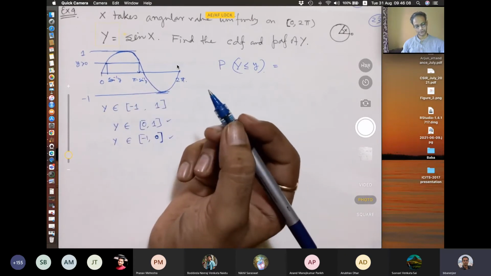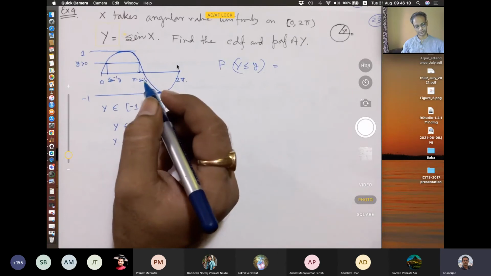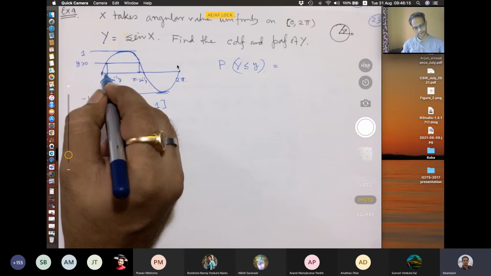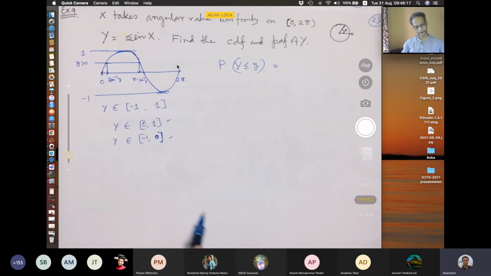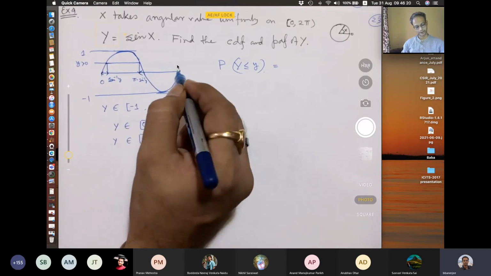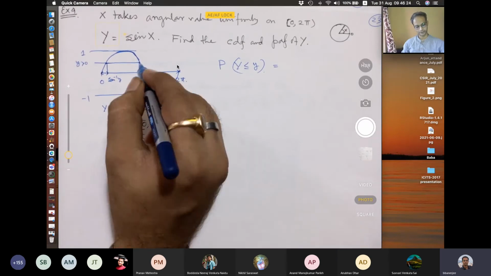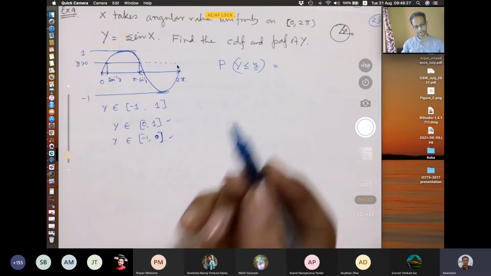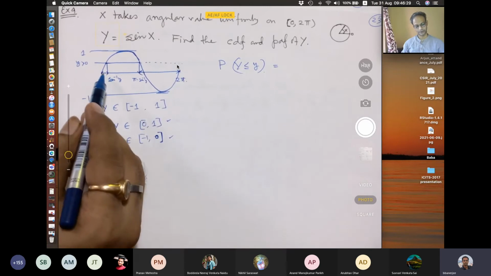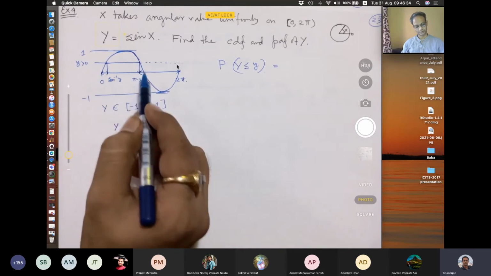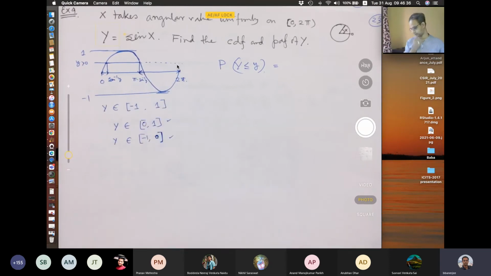So you see that the region here to here should be considered, and the region here to here should be considered, right? Because for this region, capital Y is less than small y, and for this region, capital Y is less than small y. Is it okay?